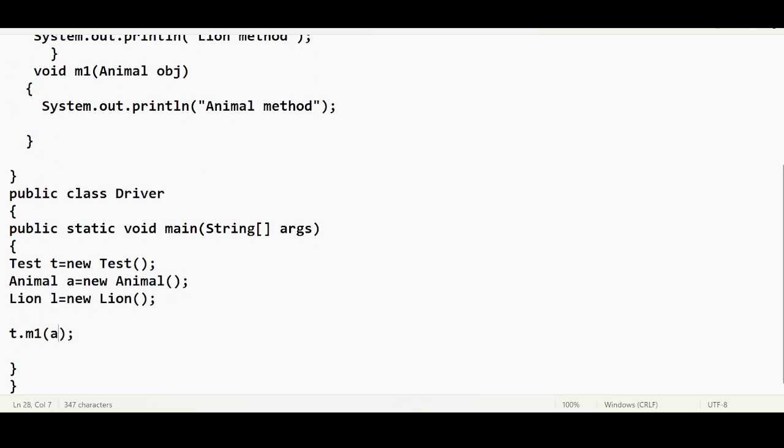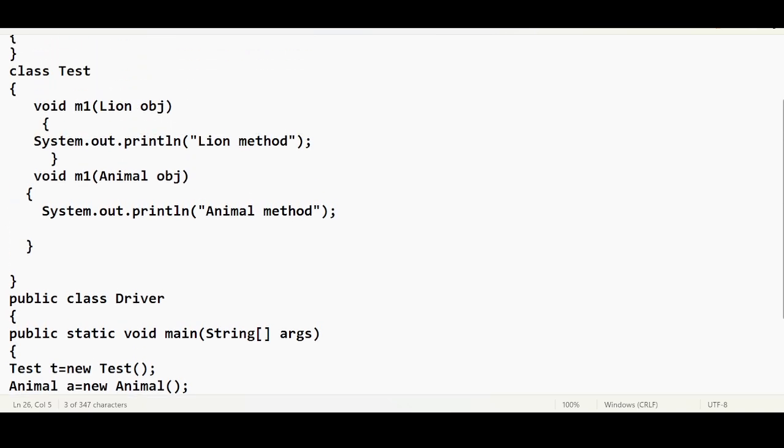Okay, we are getting the animal output. And if I pass l here, l is of what type? L is of lion type. Definitely the m1 method which is accepting the lion object will get executed. So the output has to be lion.